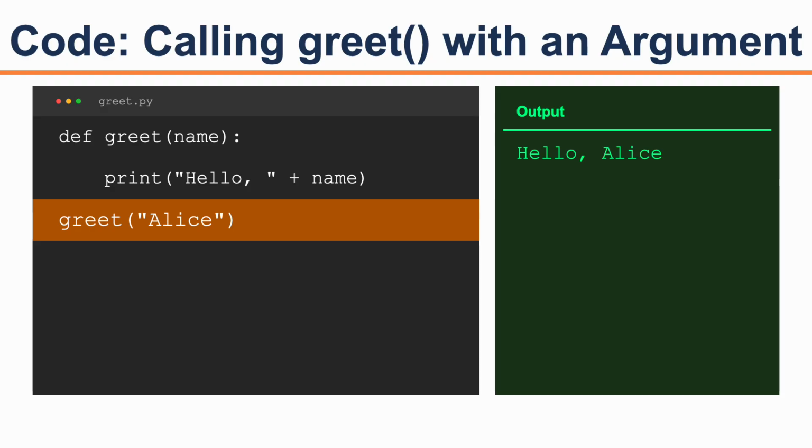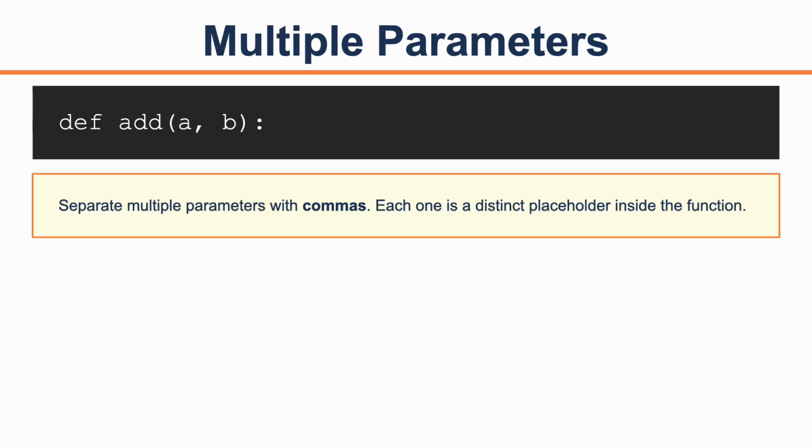Calling greet with the argument Alice passes that value into the name parameter. The function body runs and prints hello, Alice to the screen. Change the argument to a different name, and the output changes too. A function can have more than one parameter. You separate them with commas.